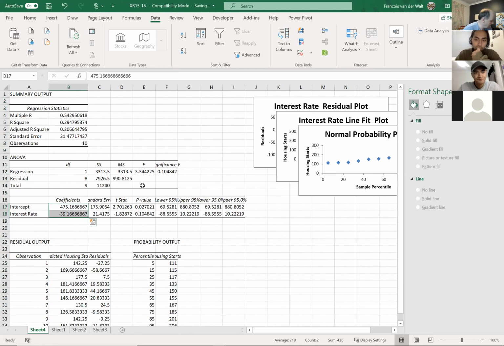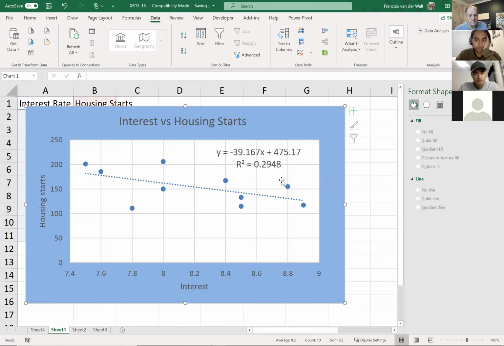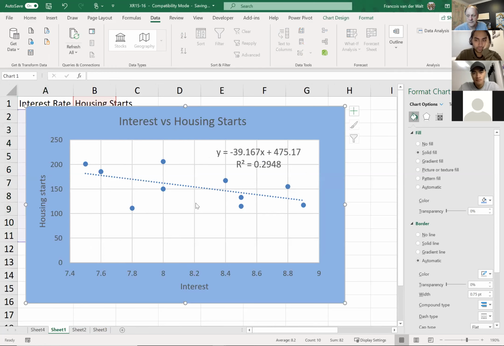What did they ask here? What do the coefficients of the regression line tell you about the relationship? The R square is the thing that you need to look at. What does this tell me? 0.29. It says to me there's not a very strong relationship because it's lower than 0.5. Can you understand that? And now if I look at the actual plot, can you see that these dots are not that close to the line?